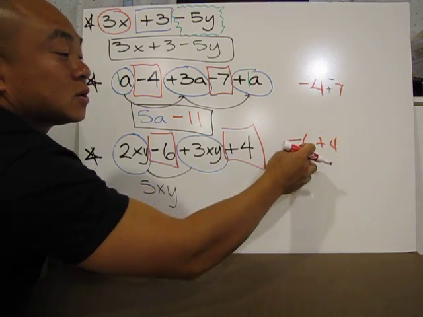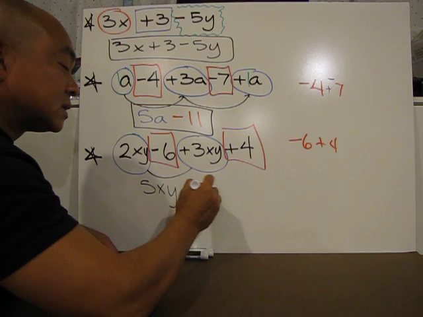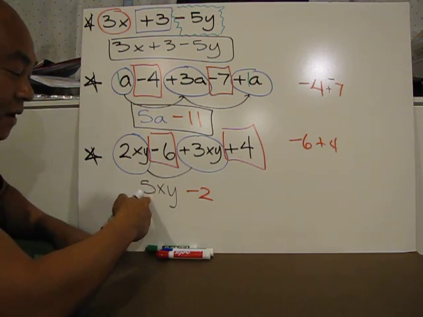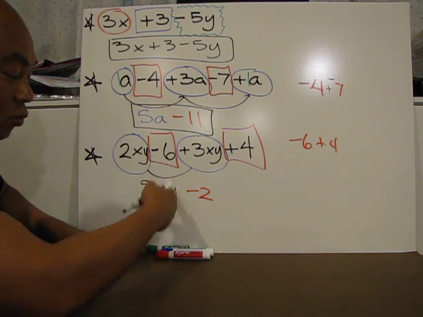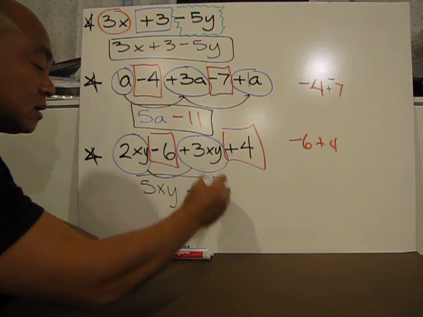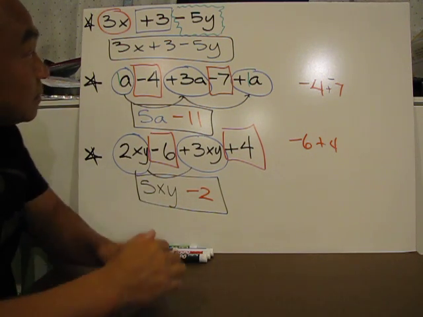They're different signs, so you're going to subtract. That gives you 2. Take the sign of the bigger number. This is a -2. So my answer here is 5 times x times y. That's one term. -2. This doesn't have an x and y, which means that it is simplified to its fullest. Alright.